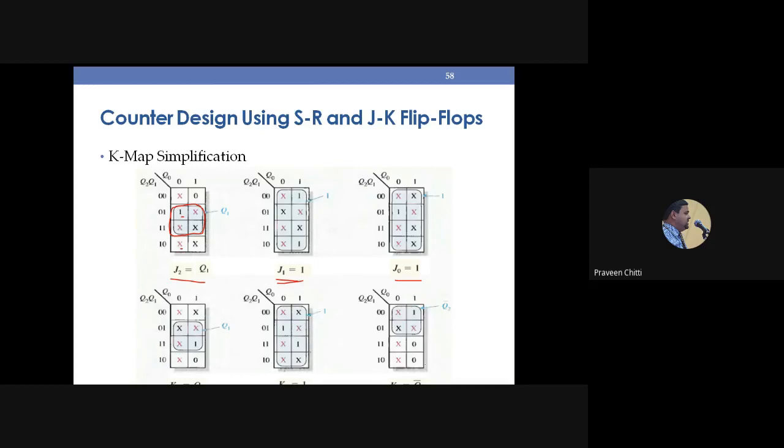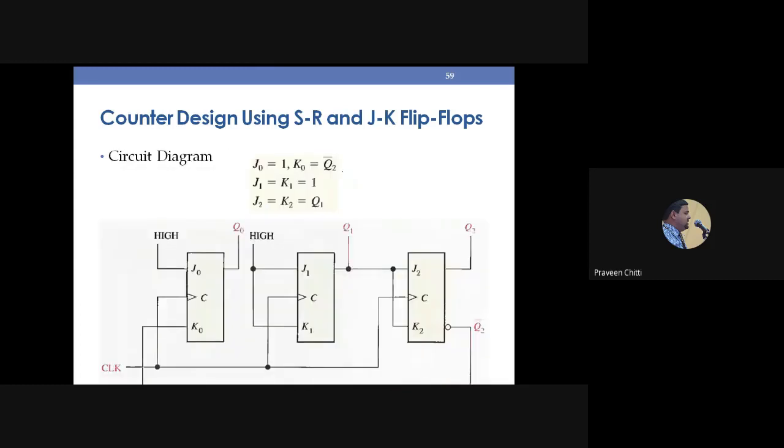Now using these equations, you have to draw the logic diagram. When you want to draw the logic diagram, first thing you have to draw 3 JK flip-flops, show the clock, and then you have to connect the inputs you have got through these equations. So you can see here 3 JK flip-flops, J0, K0, J1, K1, J2, K2 are shown, and a common clock is given. So it is a synchronous design. And then you can see here J0 equal to 1. So connect J0 to high, or it should be connected to plus VCC, right?